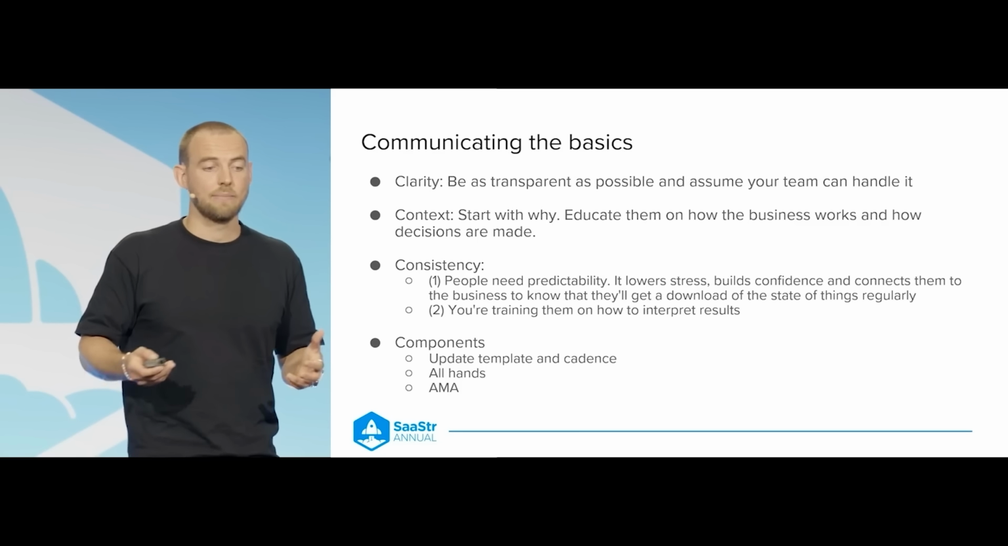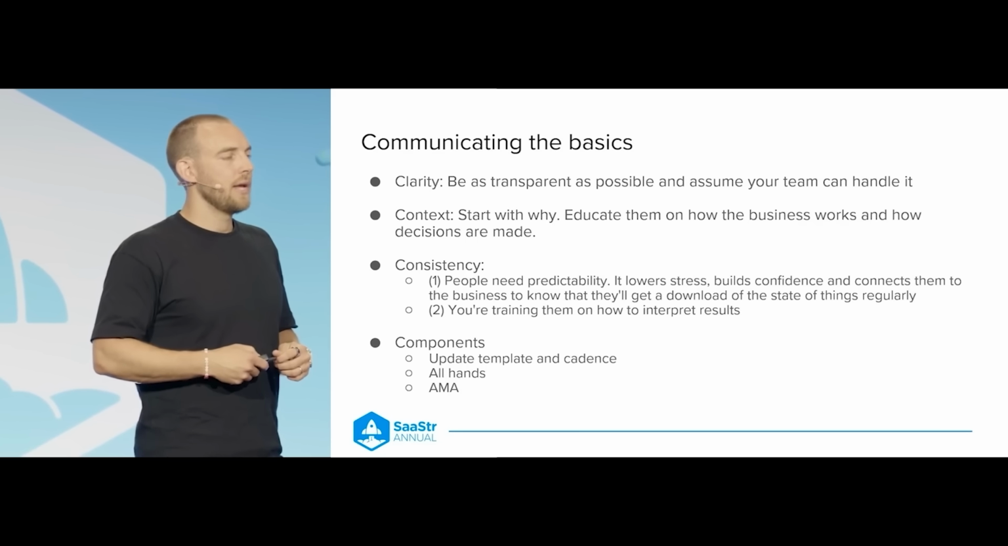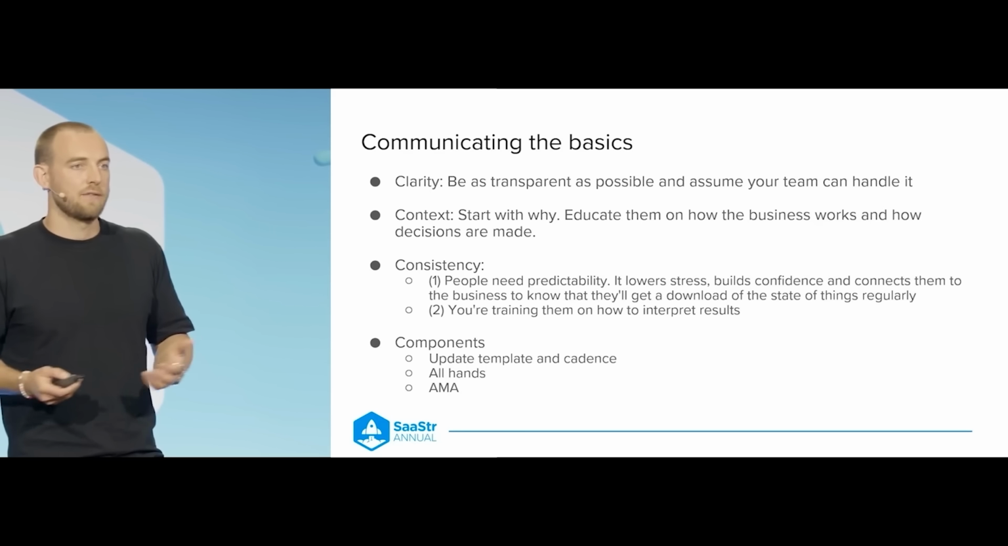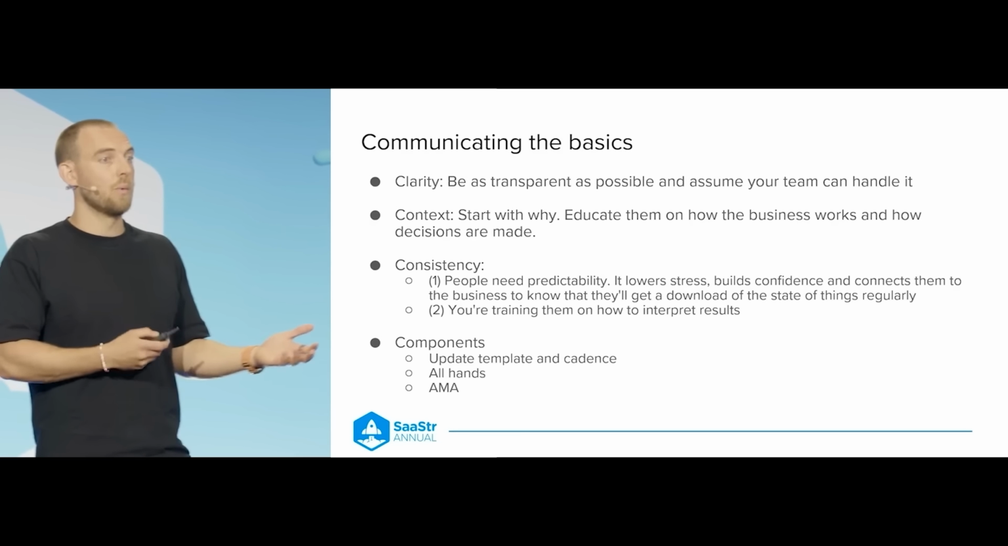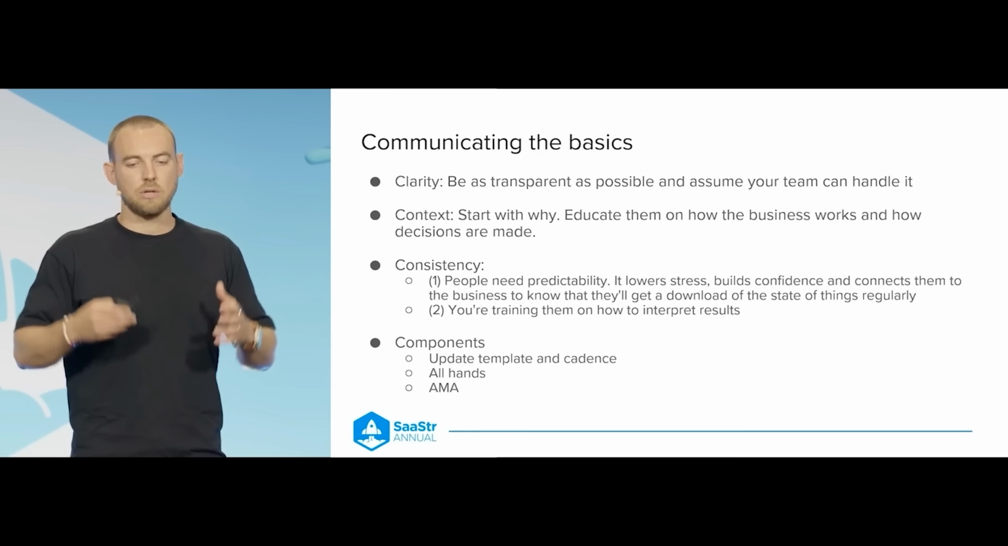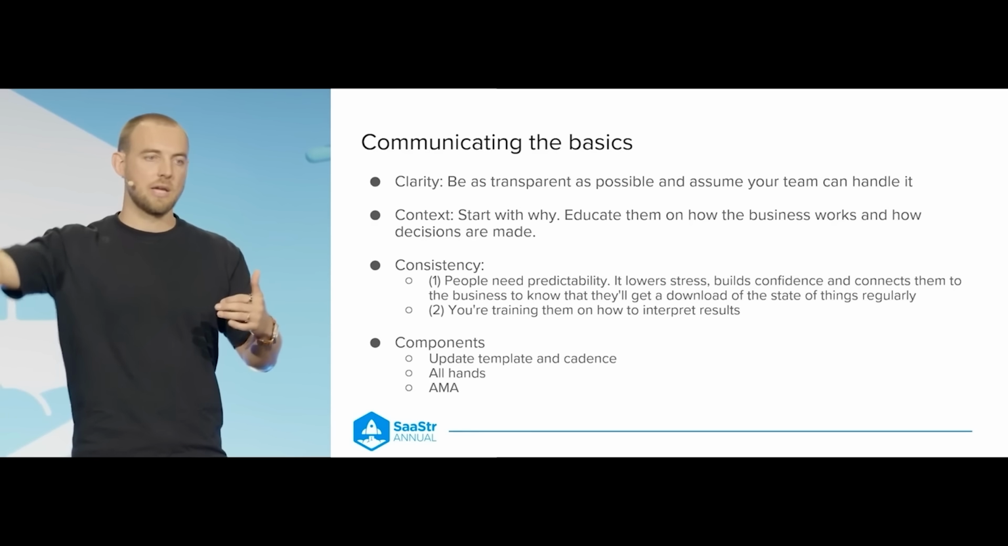Starting with why is really important there. And I try to treat my team like adults. Like I'm not going to sugarcoat things. If things are not good, I'm going to tell them they're not good and why. And so sharing that context consistently is really critical, and the why behind it so that they can move forward.